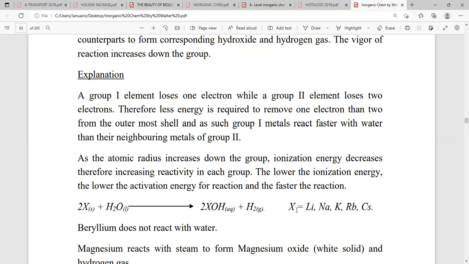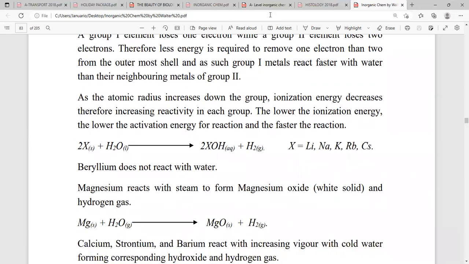What is activation energy? It is the amount of energy that needs to be overcome. These elements need to overcome a particular amount of energy for the reaction to take place. So once there is a low activation energy, or less energy that needs to be overcome for the reaction to take place, that means the reaction occurs vigorously. That is what it gives us for group 1 elements. That is the reaction with water. It gives us an alkali and hydrogen gas.